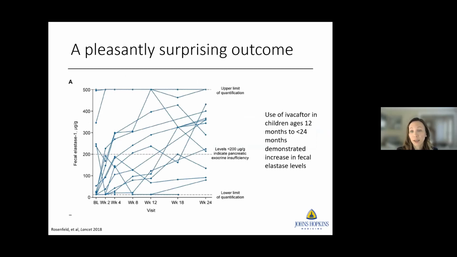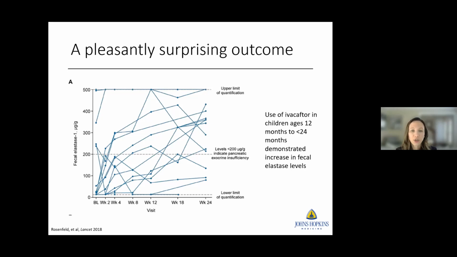A pleasantly surprising outcome of treatment with modulators is the potential effect on pancreatic function. This is part of a figure from a paper that looked at use of ivacaftor in young children, ages 12 to just under 24 months, individuals with CF, of course. What this plot is showing is the weeks of treatment on the x-axis and the fecal elastase values on the y-axis. Fecal elastase is how we measure whether somebody is pancreatic insufficient or sufficient. They've put a gray line in here at 200 micrograms per gram. That's the threshold for what we call pancreatic insufficiency if you fall below that.